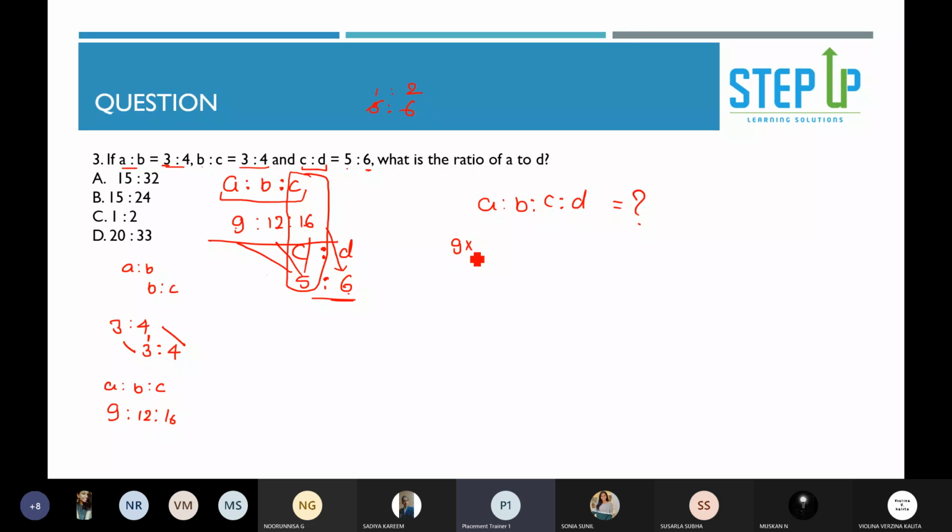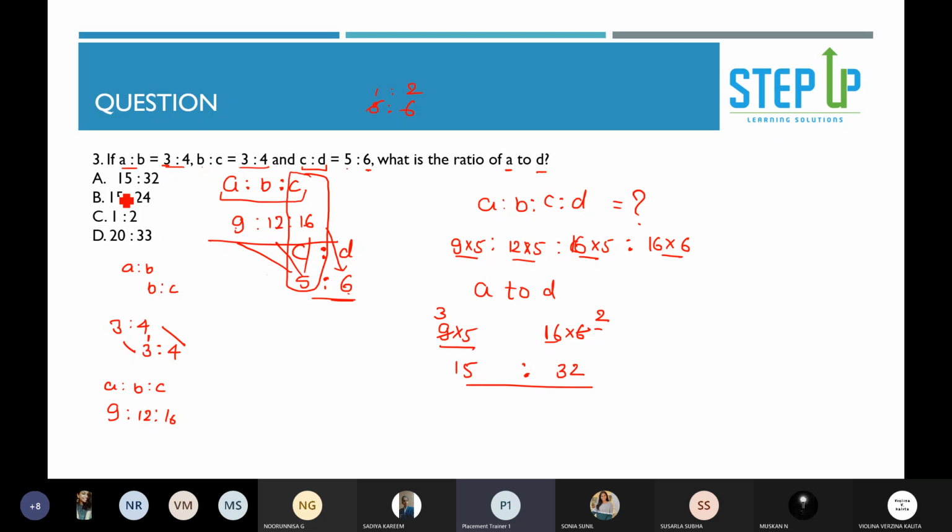So A will be 9 into 5, B will be 12 into 5, C will be 16 into 5, and D will be 16 into 6. They are asking us to calculate the ratio of A to D. So A is 9 into 5 and D is 16 into 6. Can I cancel with 3? 3, 3, 9, 3, 2, 6. So 3 into 5 is 15, 16 into 2 is 32. So your answer is 15 is to 32.